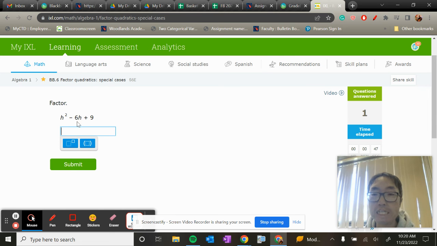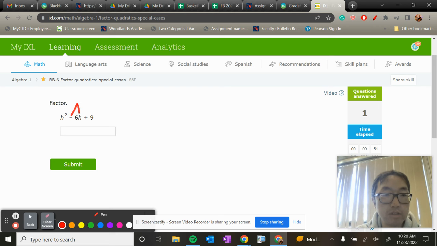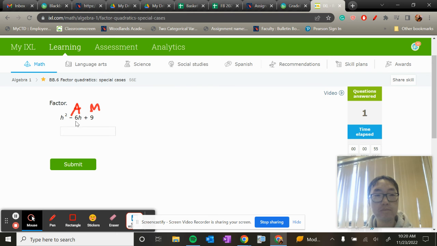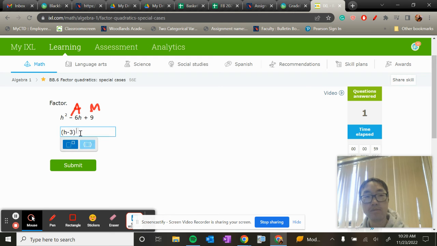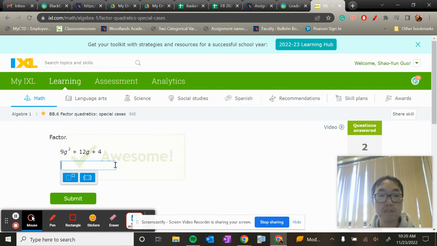Here, special cases, we're going to use AM factoring. Two numbers that add to -6 and multiply to 9. In this case, they are both h minus 3, and I'm going to write it squared. Fancy way of writing it.